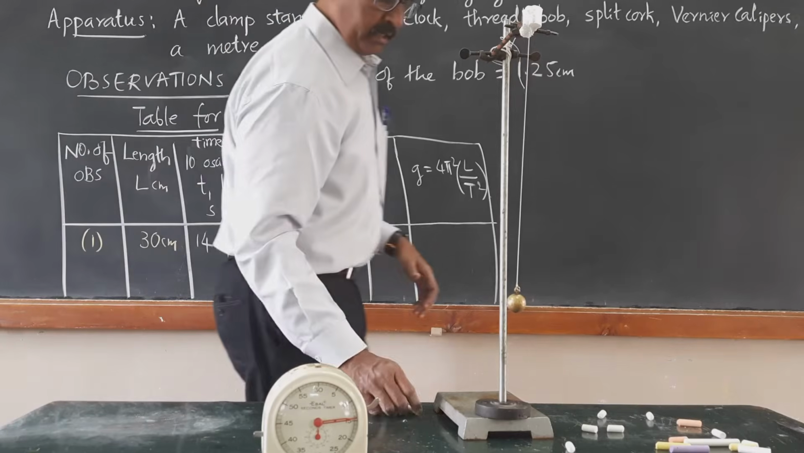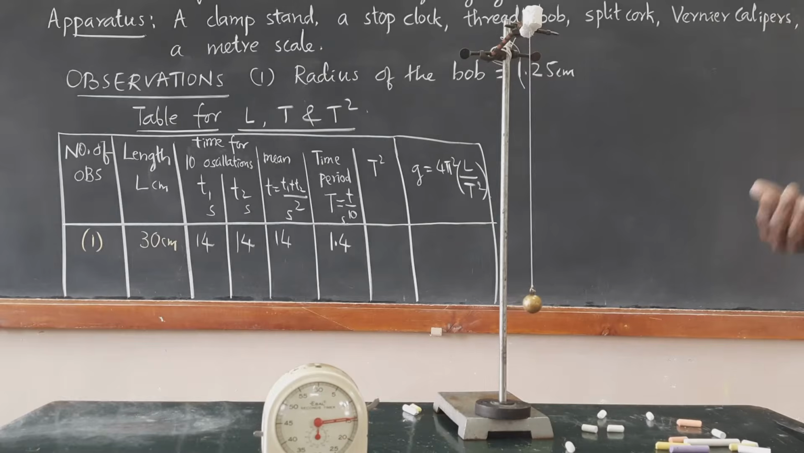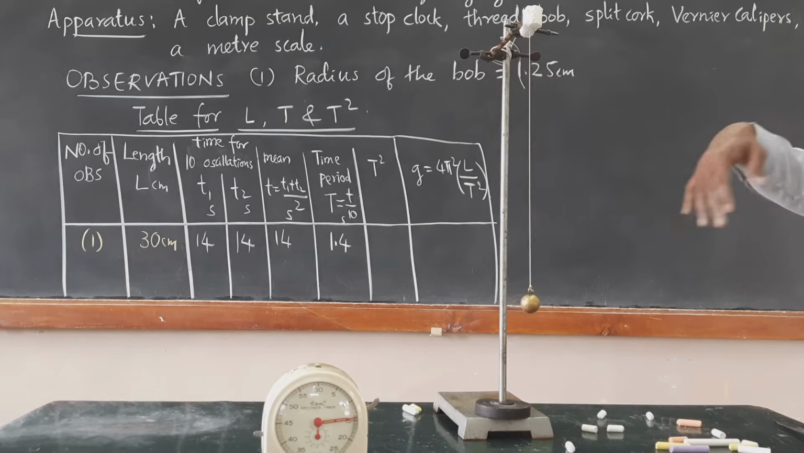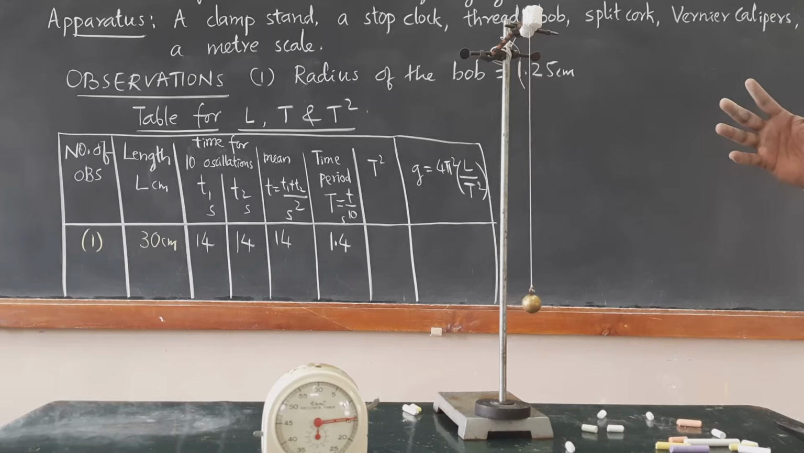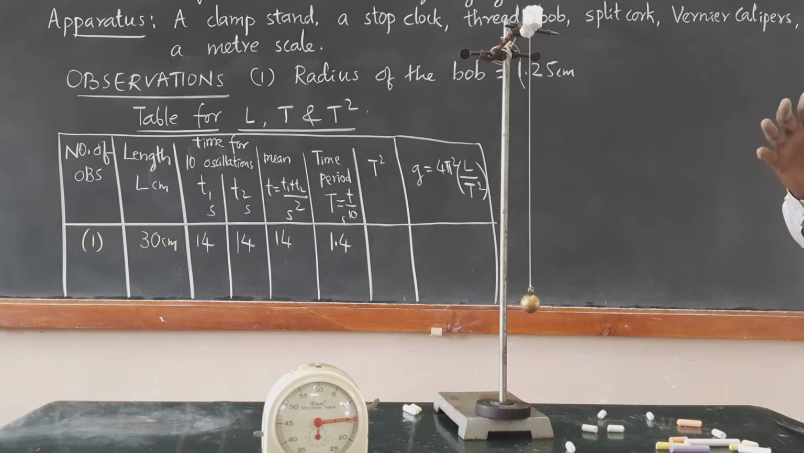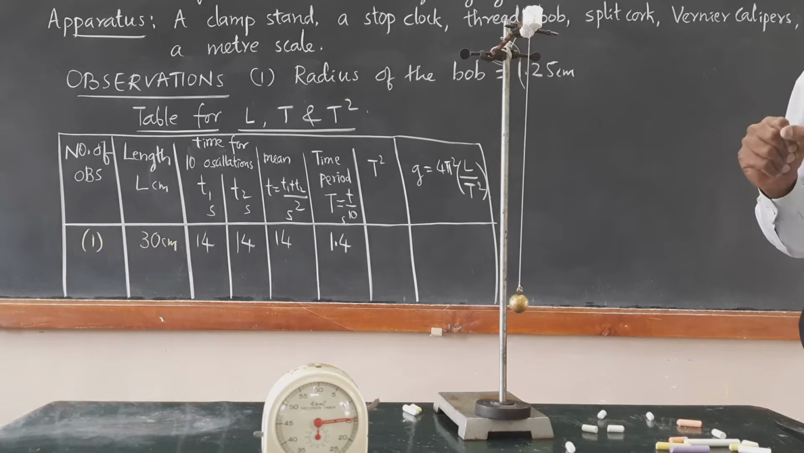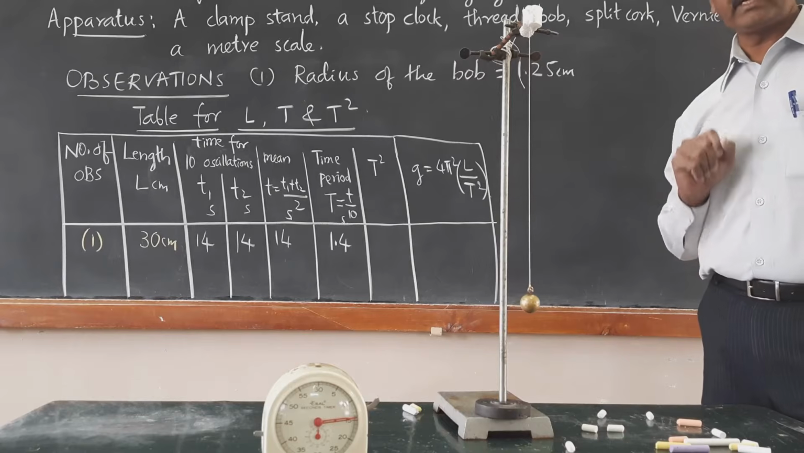In the same way, now I will change the length from 30 centimeter to 40 centimeter, then to 50 centimeter. We are supposed to take about 5 to 6 observations, minimum 5 readings. First length is 30, followed by 40, 50, 60, up to 70 centimeter. Later on we will be able to calculate the value of acceleration due to gravity.